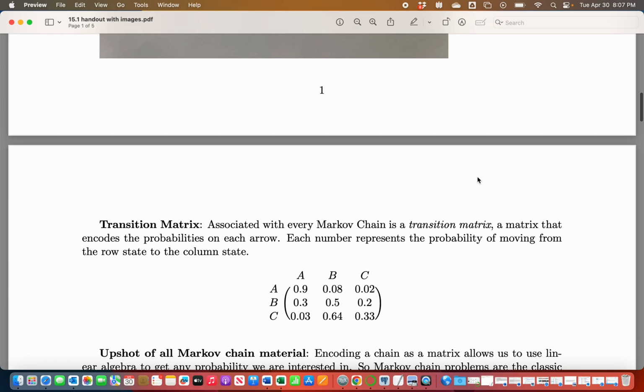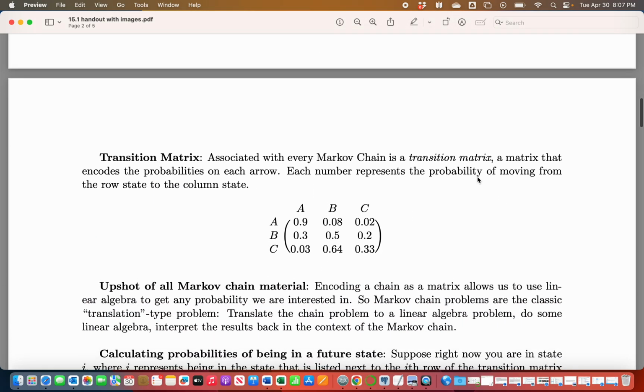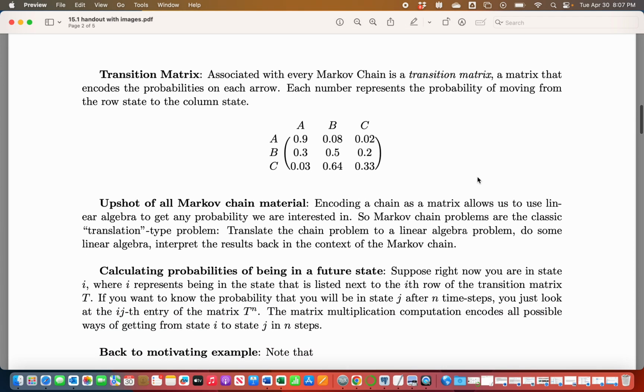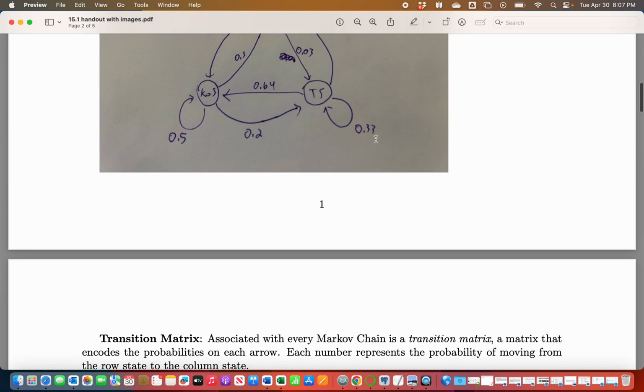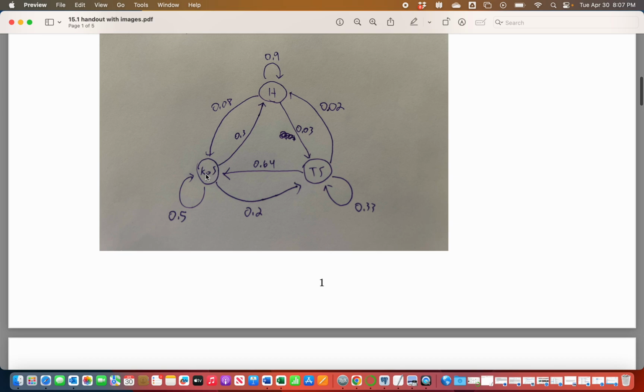Okay. Given a Markov chain, what you'd like to do is take it and then create something purely mathematical from it that you could feed into a computer. So what we're going to do is take that picture and make a matrix out of it. So I've labeled the states here A, B, and C just for simplicity. So A is healthy, B is kind of sick, and C is too sick.